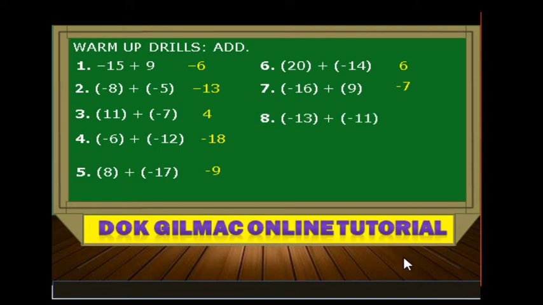Number 8, negative 13 plus negative 11. We have the same sign. Yes, negative 24. Number 9, 22 plus negative 9. The absolute value of positive 22 is greater than the absolute value of negative 9, so 22 minus 9 is positive 13. And then number 10, 24 plus negative 31 is equal to negative 7. Okay?